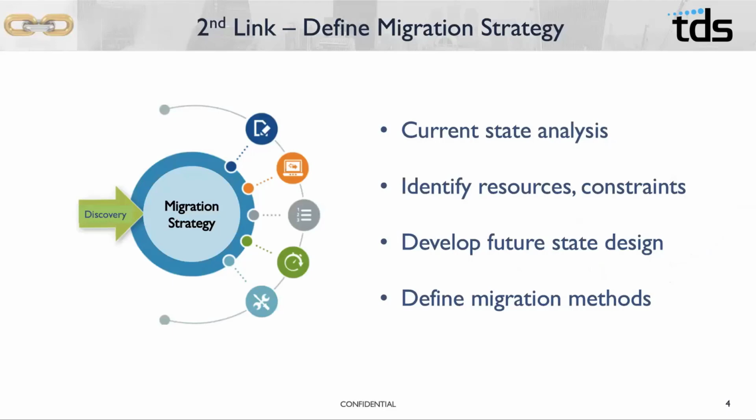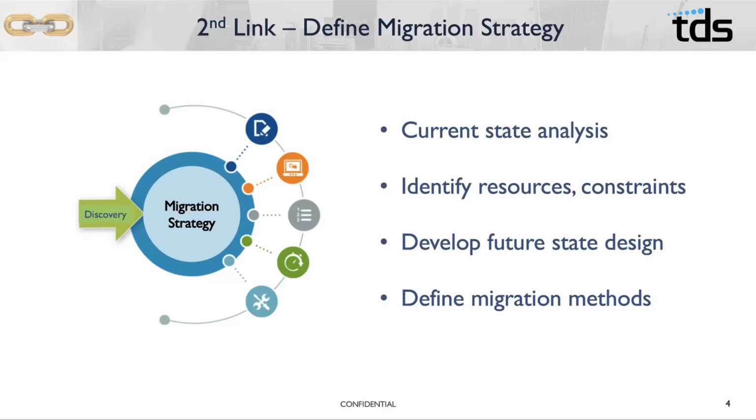When our teams develop a migration strategy, they understandably start out by first getting a good understanding of the current state. After they've done that, they also aggressively look to identify all the resources they have at their disposal. They're looking at technical, financial, time, people, all the resources they have. And they also have to understand what constraints might limit their options and strategies based on what the client's environment is and where they're going. So after they've done that, they're in a position where they can develop that future state design, and they can define the migration methods that are specific to those designs that the customer has developed with them.